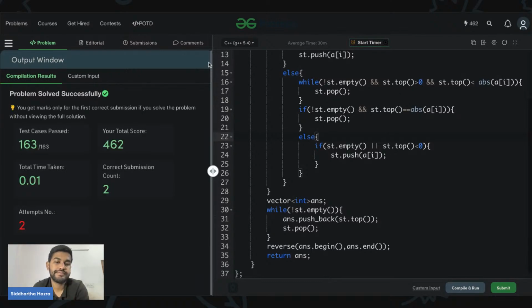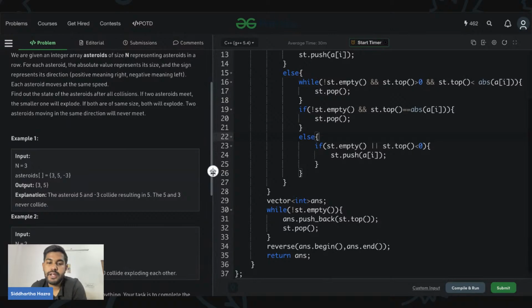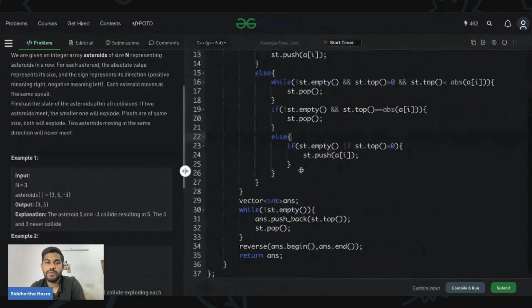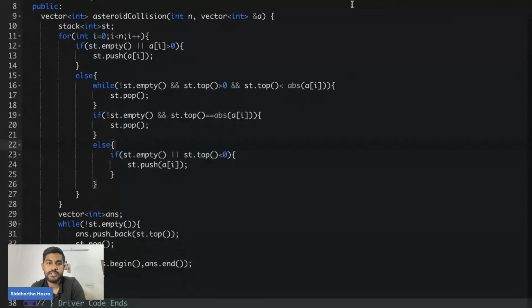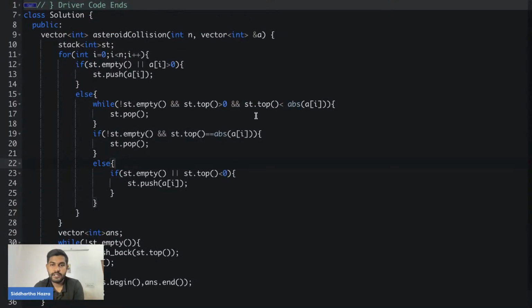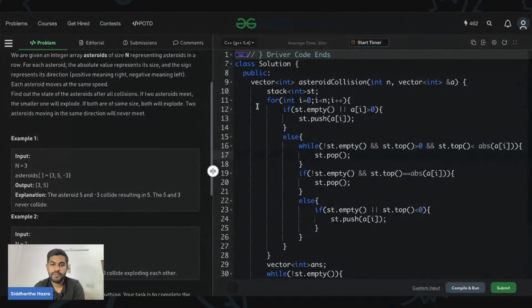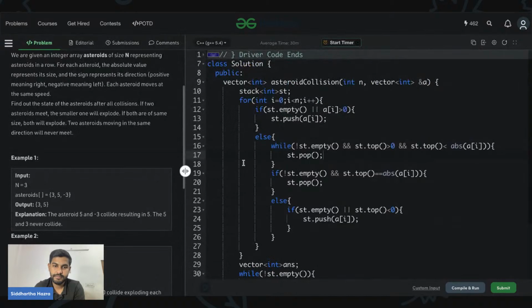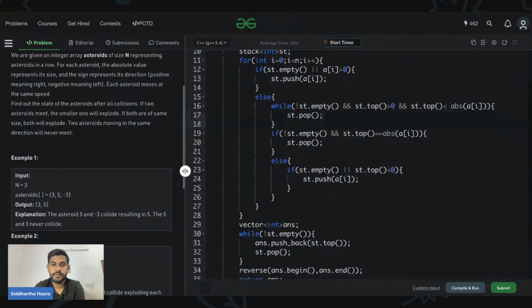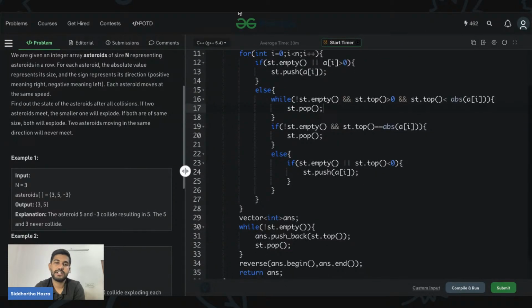Okay, it's done. Tell me the line number at which you are not able to understand, and I would help you with it. Let me make it full screen. I should position it the way it was so that you would have a better viewing angle. This is the stack declaration and this is the return statement.